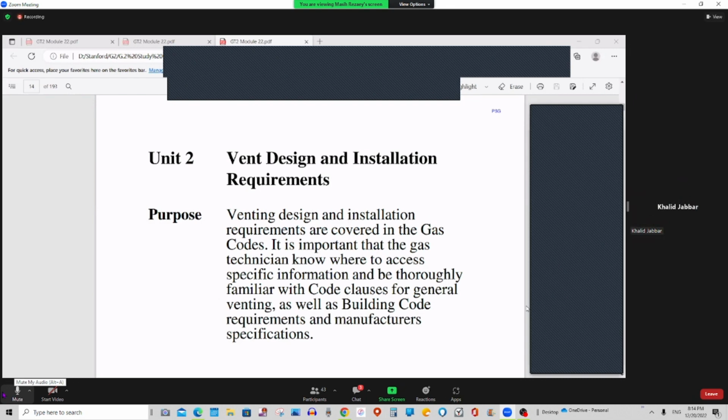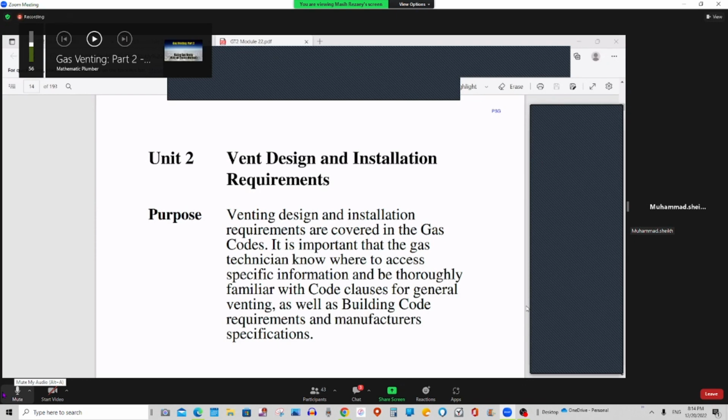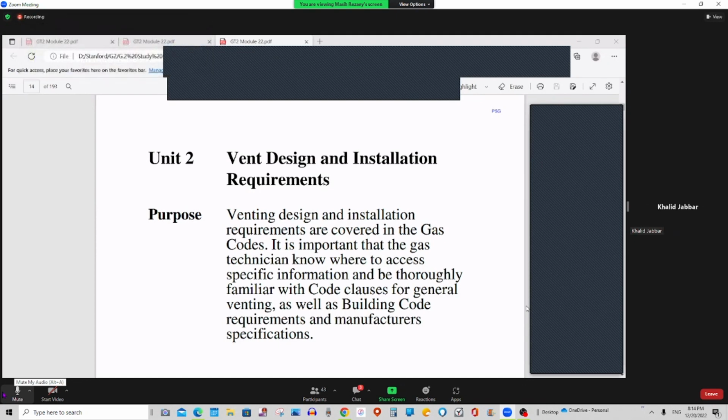8.1.1, the requirements of clause 8.2 shall apply to central heating furnaces, boilers, and hot water heaters. 8.1.2, the requirements of clauses 8.2 to 8.5 shall not apply to direct vent appliances. Note, regardless of the category type, when an appliance utilizes indoor combustion air, it is not considered a direct vent appliance.